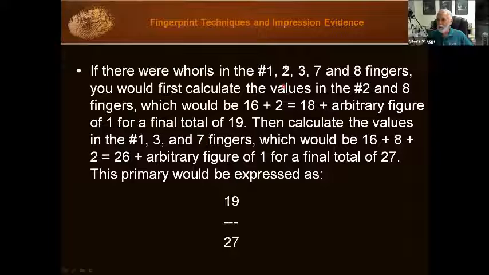Now you're going to calculate the values of the odd numbers. 1, 3, and 7 are our odd numbers that do have whorls. This person's got a lot of whorls. So number 1, that gives you 16 points, or a count of 16. In the 3 position, a whorl gives 8, a count of 8. And for number 7, it's a count of 2. So 16 plus 8 plus 2 equals 26. Plus you add the 1, now it's 27. So your primary is 19 over 27.